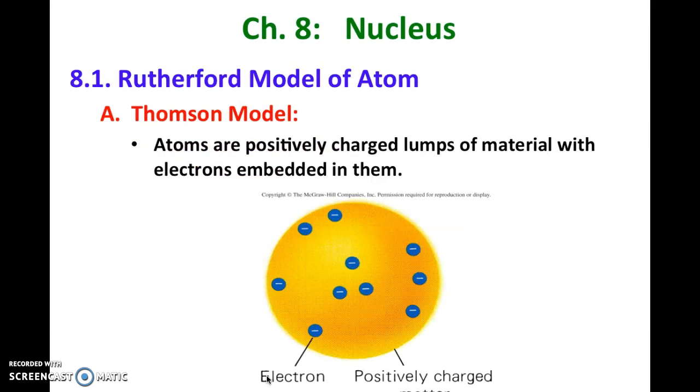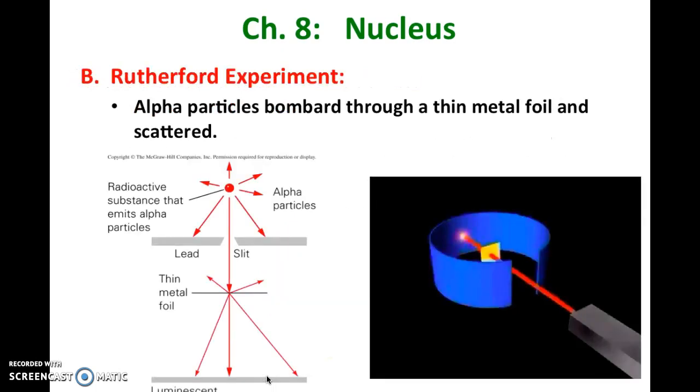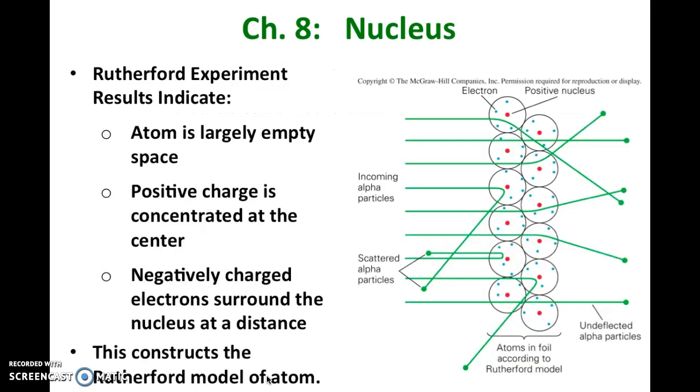Thomson proposed the first atomic model that describes an atom as a positively charged lump of material with electrons embedded in it. But the Thomson model conflicts with the Rutherford experiment of alpha particle scattering. The result of the Rutherford experiment indicates the atom to be largely empty, with positive charges concentrated at the center as a nucleus, and the negative charges surrounding the nucleus at a distance. This constructs the Rutherford model of the atom.